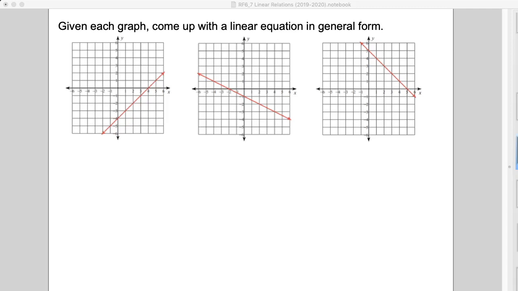Today we're going to complete part 2 of general form for the RF67 outcome. If you haven't watched part 1 yet, go ahead and click the little pop-up link on your video to go and look at part 1.